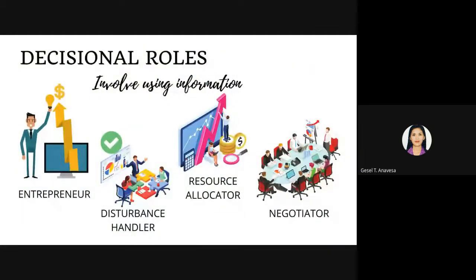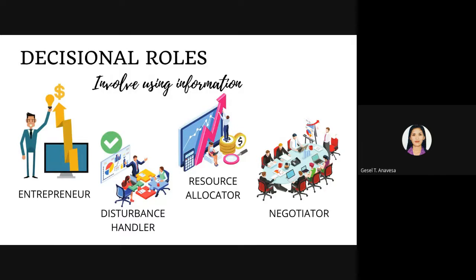Okay, so as an entrepreneur, the manager seeks to utilize the information for the purpose of improving the organization or subunit. Remember that while serving as monitor, the manager is scanning the environment for information and opportunities. So as an entrepreneur, the manager now will take advantage of those opportunities that were previously identified. Okay, so that is the role of the manager, right? Sorry. And the next one is disturbance handler.